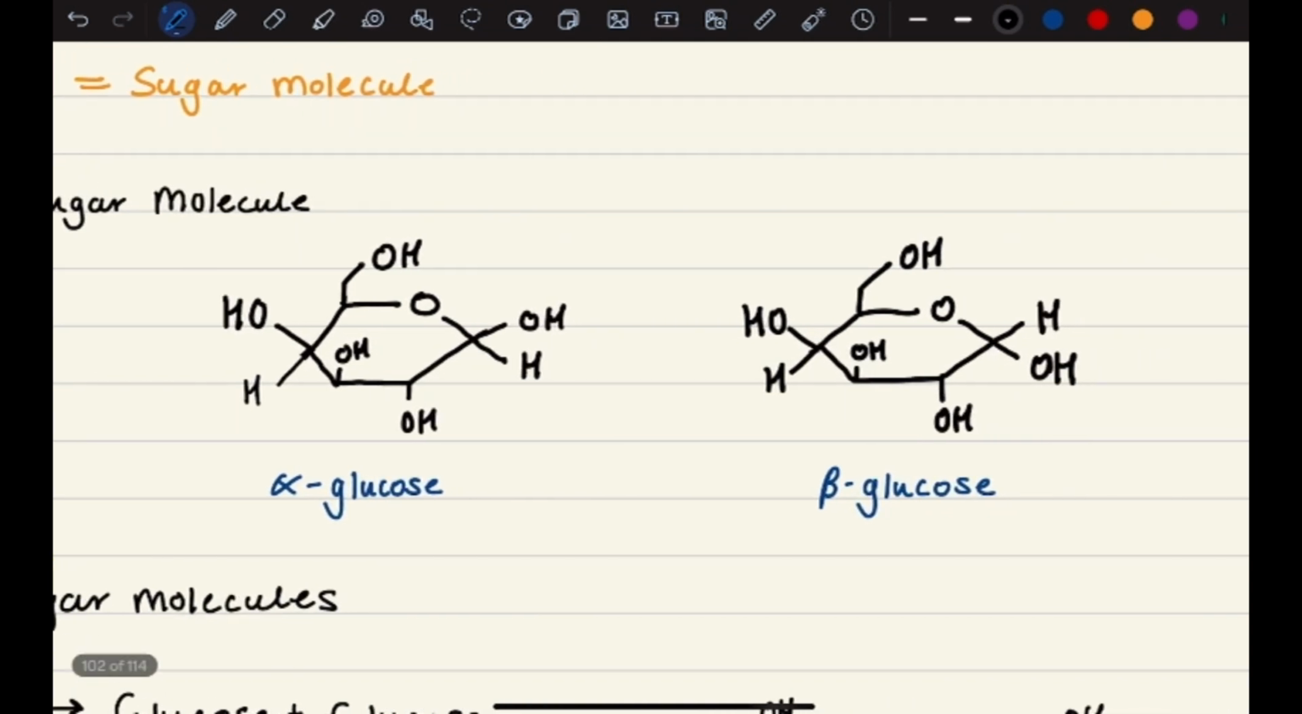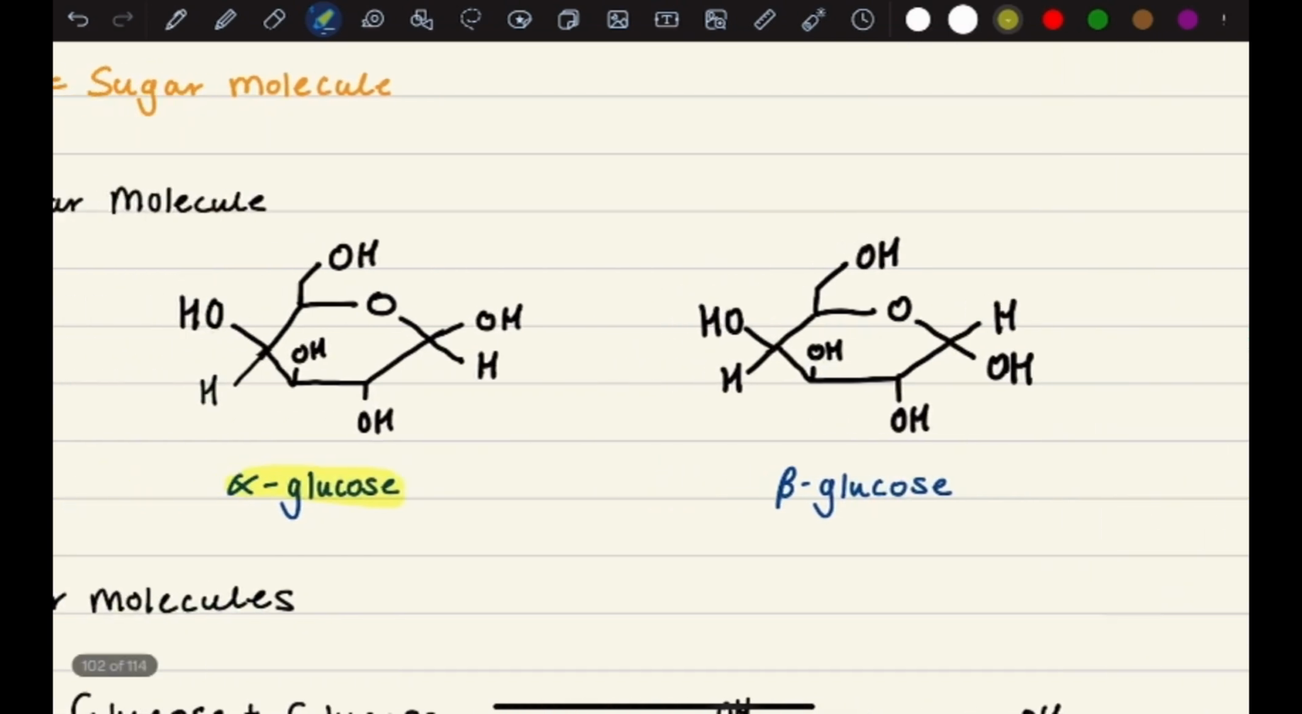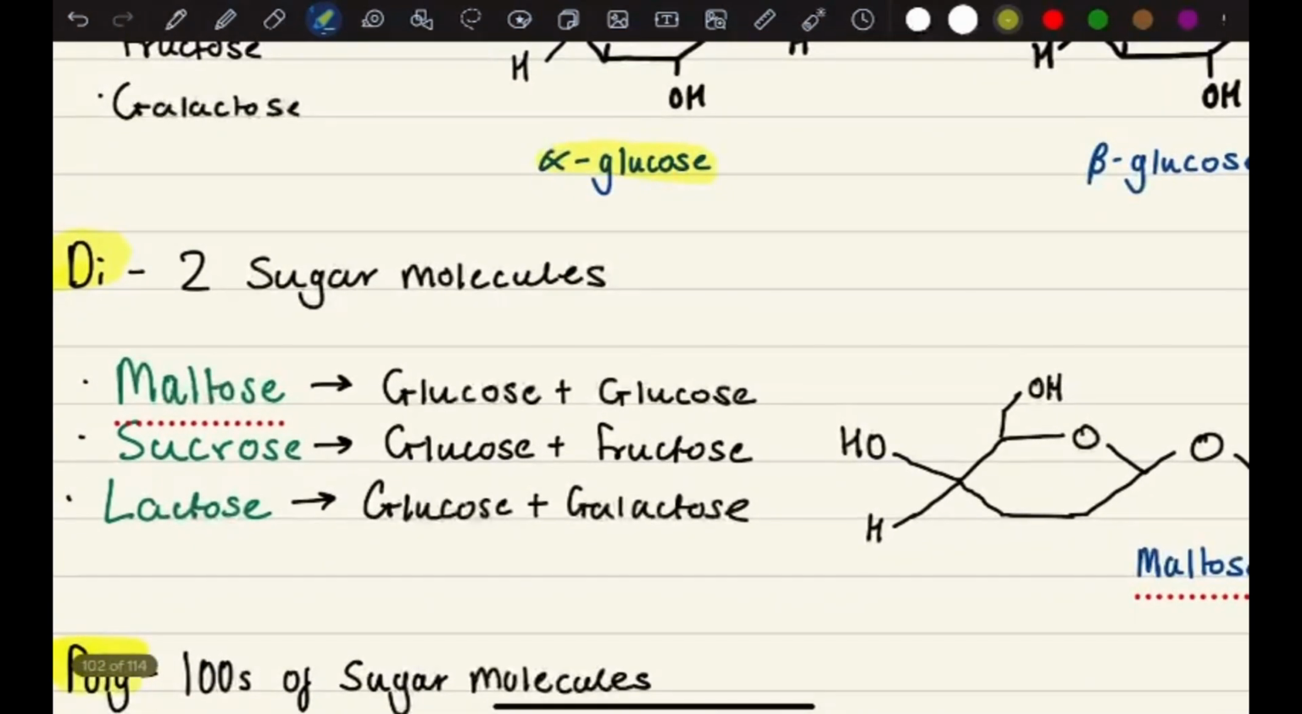So glucose has two forms. You have alpha glucose and beta glucose. As for topic 1, we're going to focus on alpha glucose. Beta glucose is going to come in topic 4. Now, disaccharides. You need to know your disaccharides. There's 3 of them we need to know. Maltose, sucrose, and lactose. Now, you need to know what molecules these are made up of because they can come in the exam. So, maltose is glucose and glucose. Sucrose is glucose and fructose. Lactose is glucose and galactose.